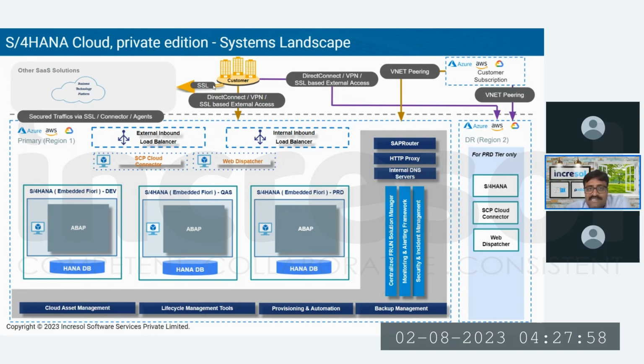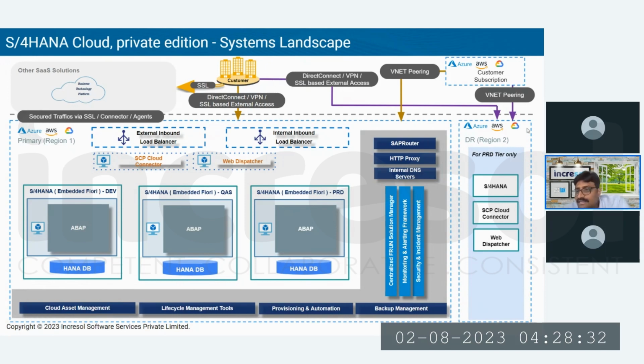So here, your employees will sit in this category, customer zone. They will be connected to this environment through VPN, or there are Express Route options available, or direct connect options are available from Azure Express Route, AWS Direct Connect, or SSL-based external access. So your users can connect to SAP or Fiori using these VPN options. In case of Fiori, you can open to internet as well, with some restrictions.